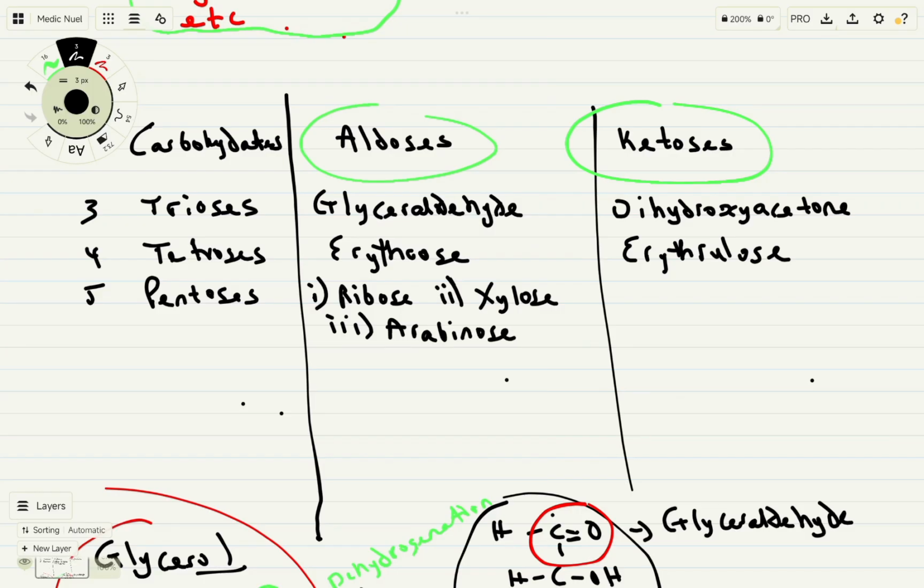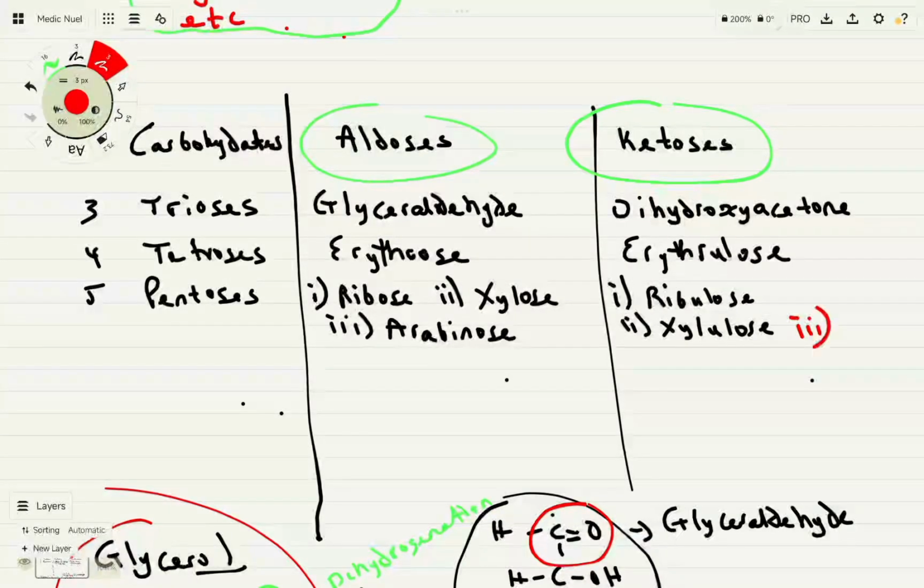So for the ketose family, you can guess what it's going to sound like. That is ribulose and xylulose. But please note, we don't have arabinulose, because I know that's probably what you are expecting. We only have ribulose and xylulose. So that's that on that.